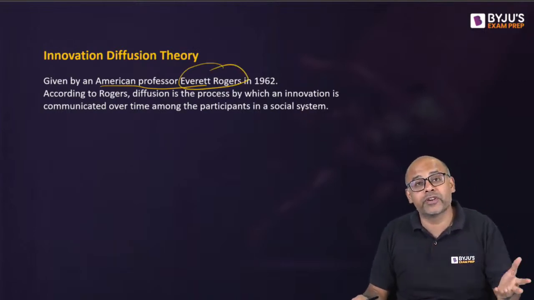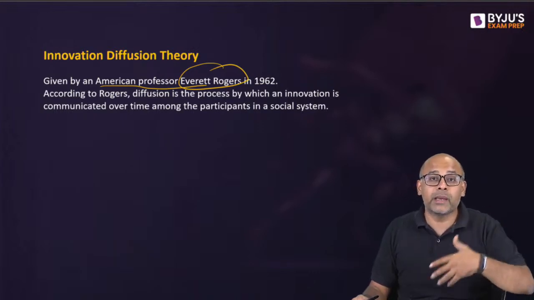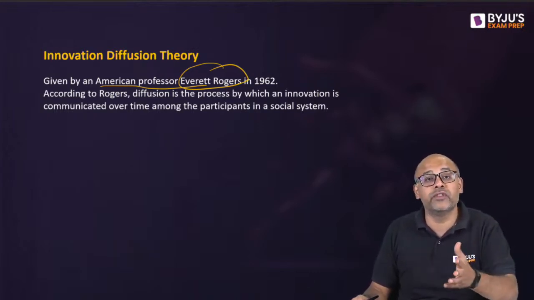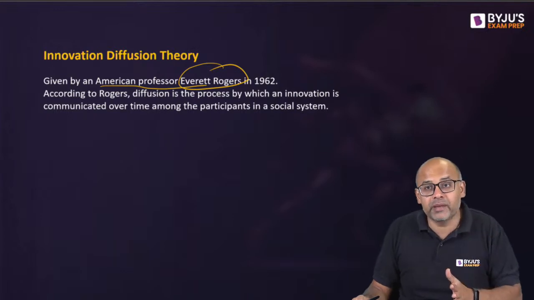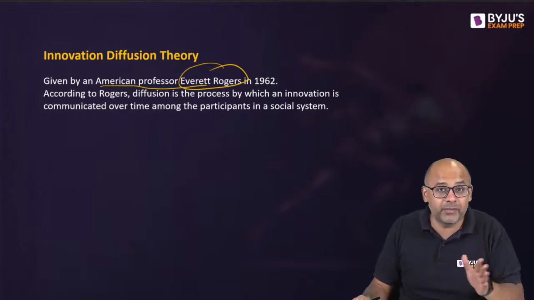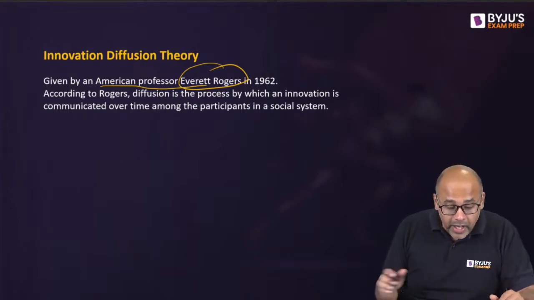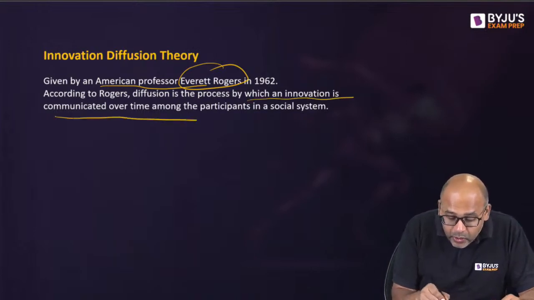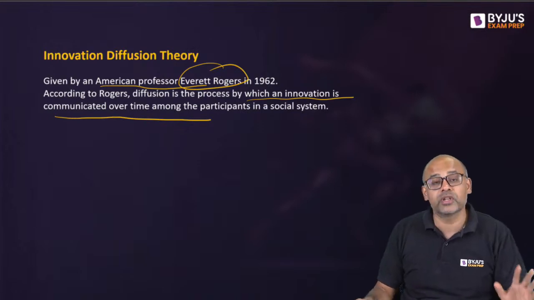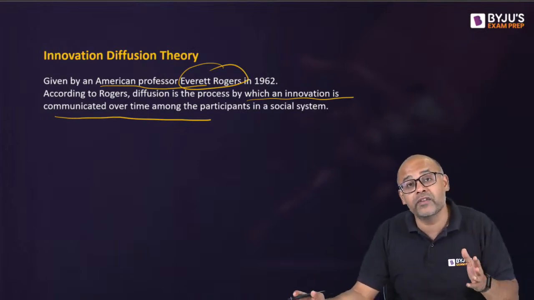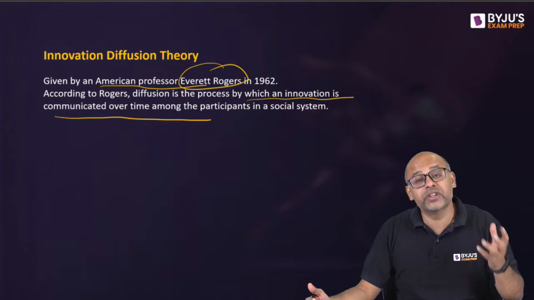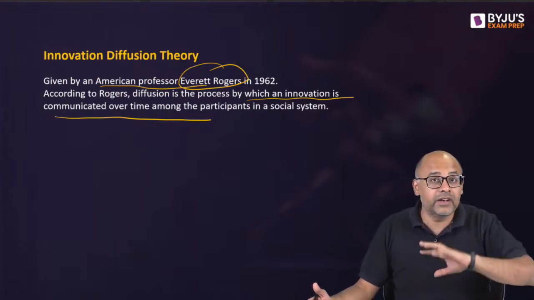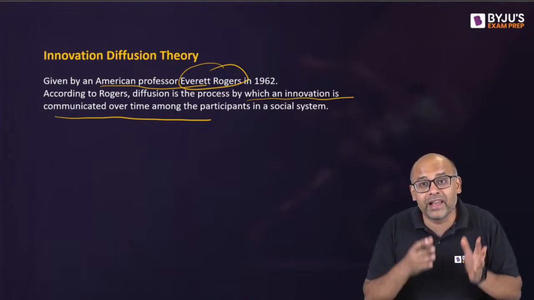You can have a straightforward question which says who came up with this idea of innovation diffusion theory. So please do remember the name. Year, if you can remember, great, but the name is at least important according to me. According to this person, diffusion is the process by which an innovation is communicated over time among the participants in a social system. We have discussed the idea of diffusion theory in detail in one of my previous lectures, so I'm just highlighting it here.